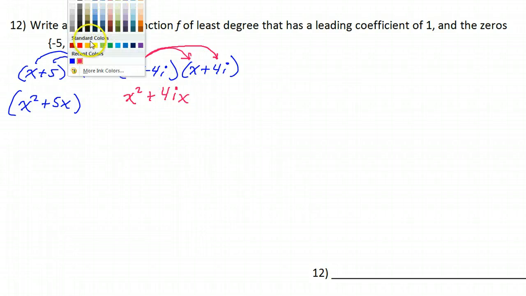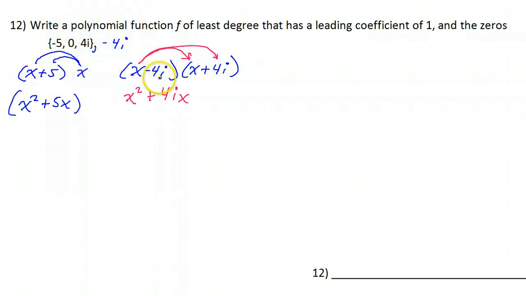Okay, I'll use purple. So now I'm going to take the negative 4i and multiply that by everything. Negative 4i times x is negative 4ix. Negative 4i times positive 4i is negative 16i squared. I seem to be remembering something about i squared, but I'll come back to that.